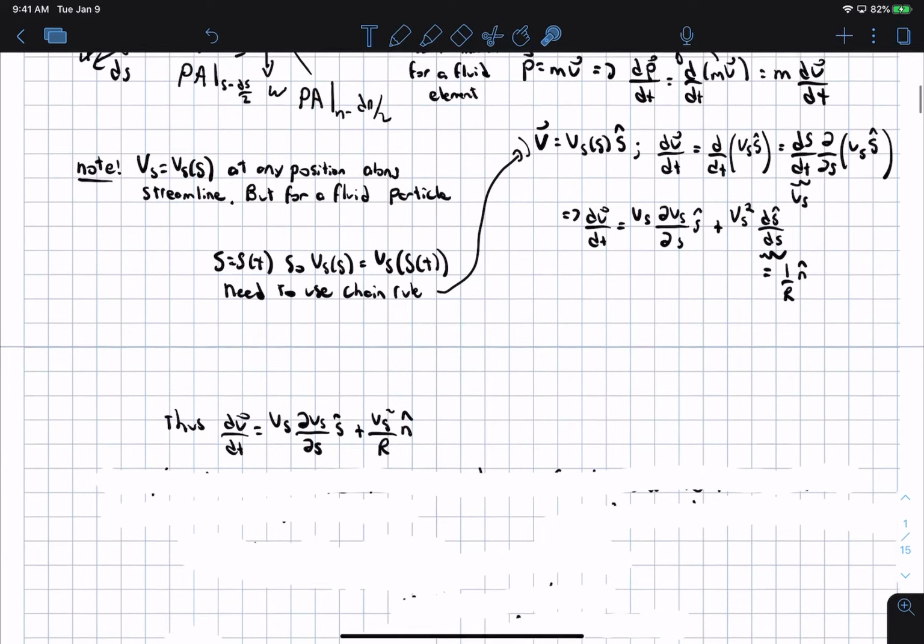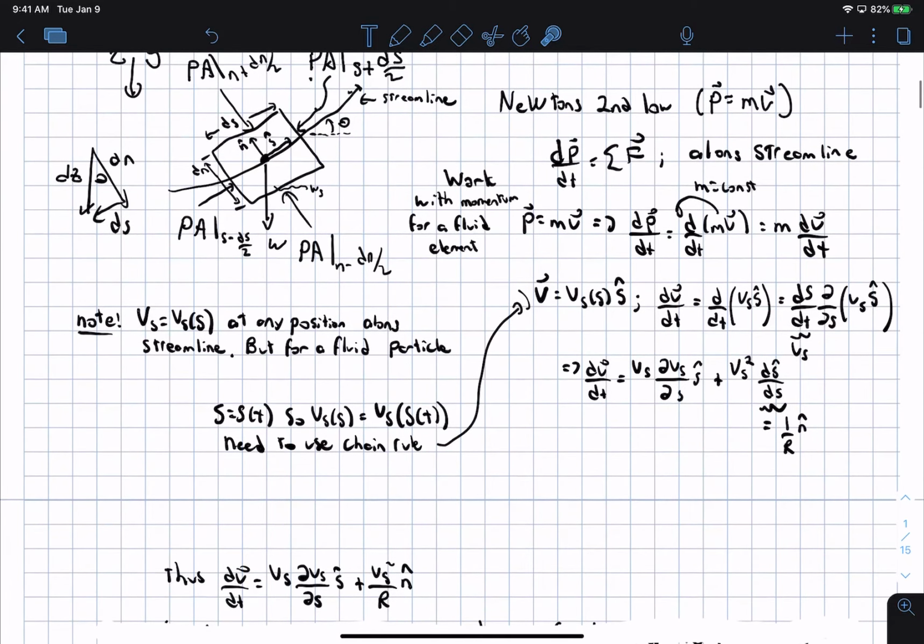Now, there's a bit of a problem here. We need to relate the pressure at the center of our element to the pressure on each edge, because they are at slightly different points. We need to relate the pressure at this point here to the pressure on this edge here, and the pressure at this point to that edge, and the same thing for this edge and that edge.